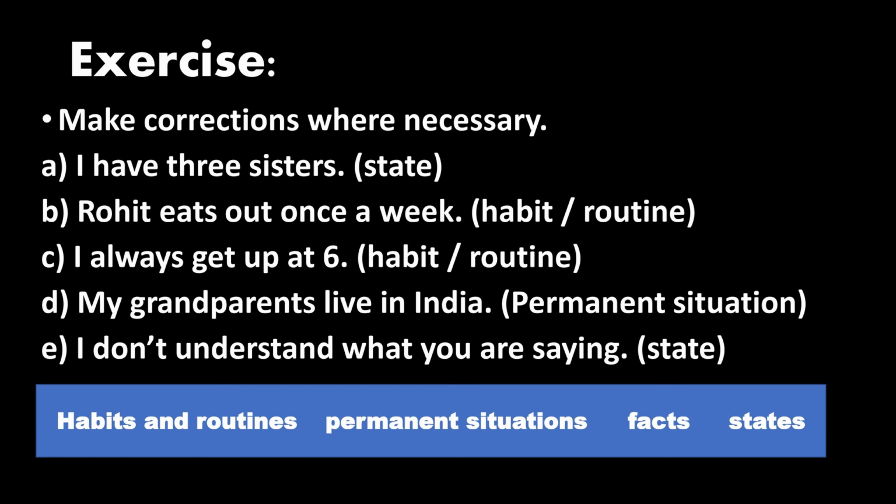And D is my grandparents live in India. It is a permanent situation. This is the correct sentence and it is telling us the state.